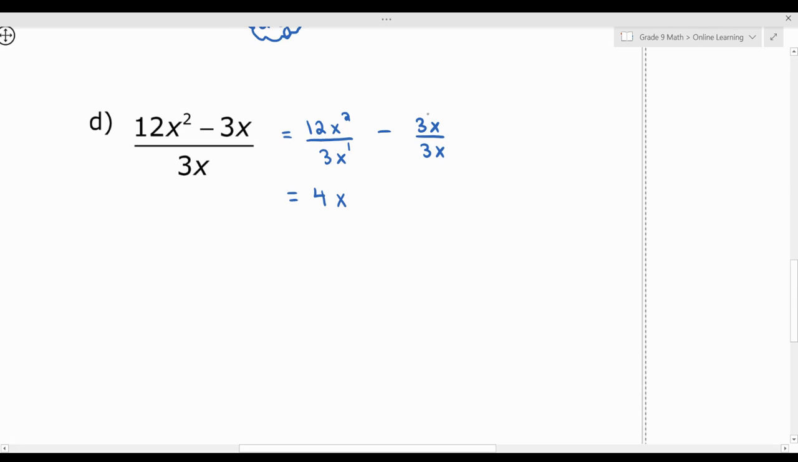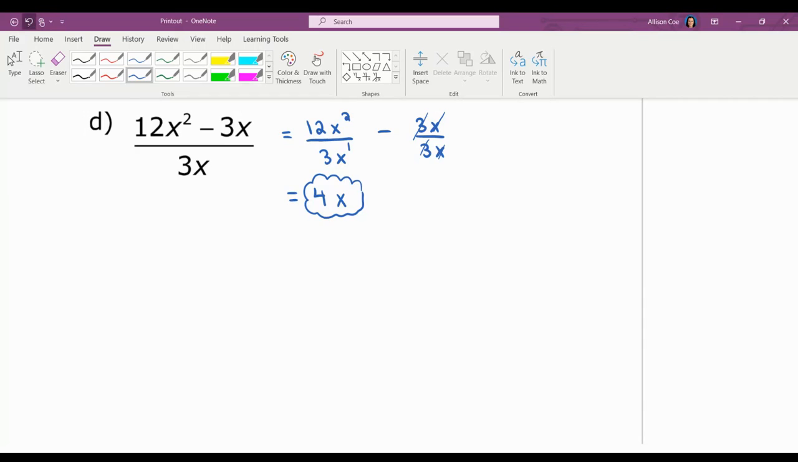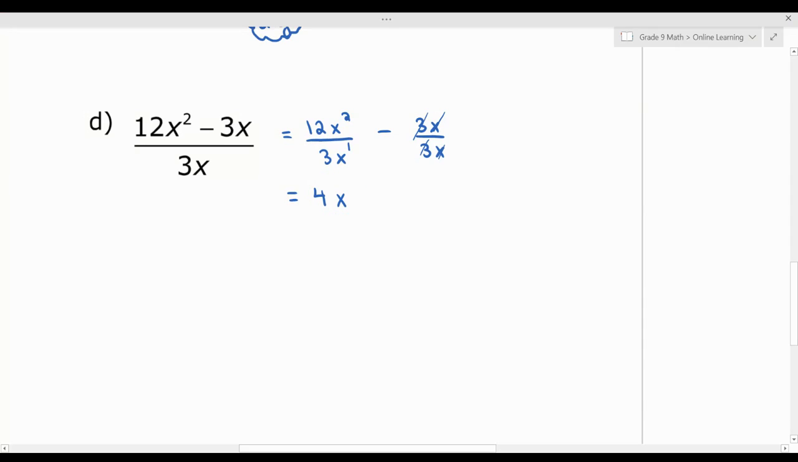So technically here, the 3's would cancel out. The x's also cancel out. The common error, though, is students like to say that this is their final answer. Okay, but that is actually incorrect. Because what happens is when this all cancels out, you're actually left with 1. So this would simplify to 4x minus 1.